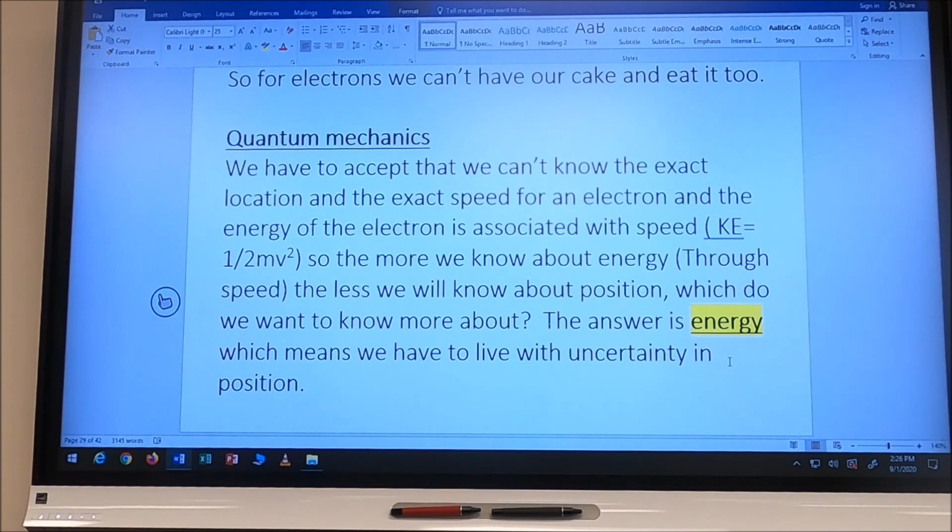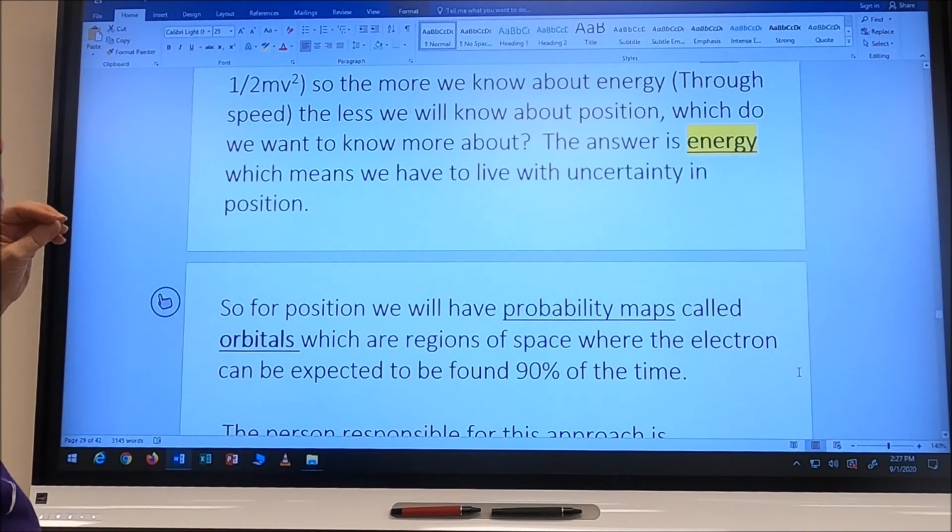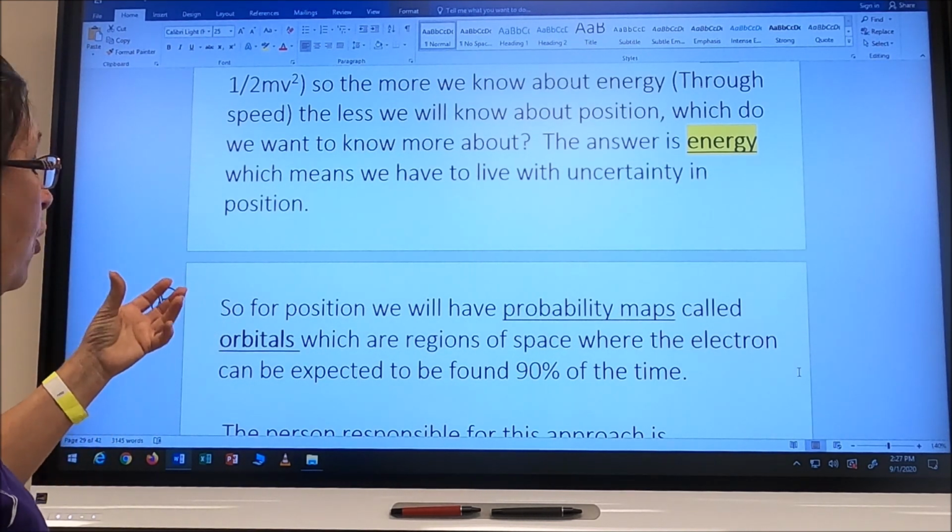That brings us to quantum mechanics. We've accepted that we can't know exact location and exact speed of an electron. And the energy of an electron is associated with the speed of the electron. Kinetic energy is equal to 1/2 mv squared. Don't panic, you don't have to do any calculations with that. And since energy is associated with speed, we're actually more interested in energy than we are in position. So we're going to concentrate on answering in much detail what kind of energy an electron has and not worry as much about the position of an electron. We're going to accept uncertainty in position.